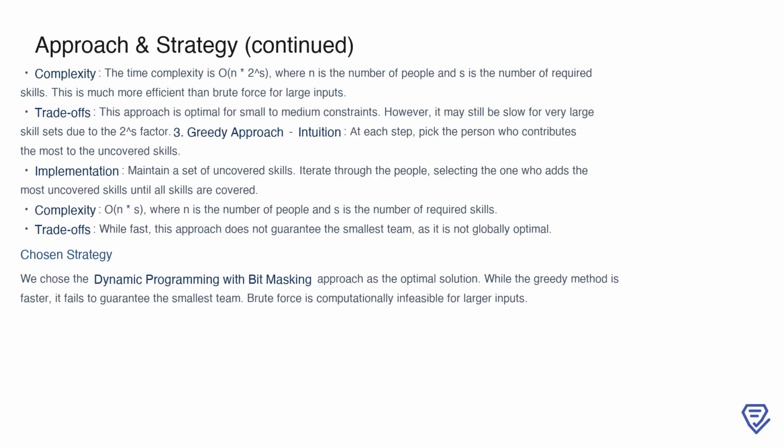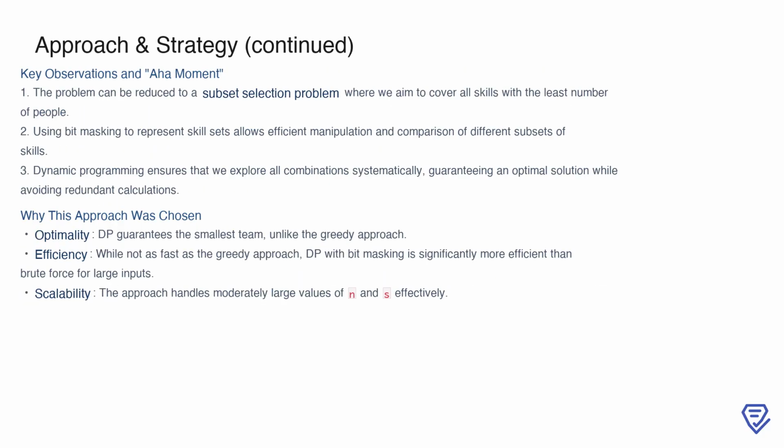Ultimately, we chose the dynamic programming with bit masking approach. It offers a balance between efficiency and optimality, as it guarantees the smallest team while being faster than brute force. The greedy method, while faster, doesn't meet the problem's requirement of finding the smallest possible team. Several key observations guided our decision to use dynamic programming with bit masking.